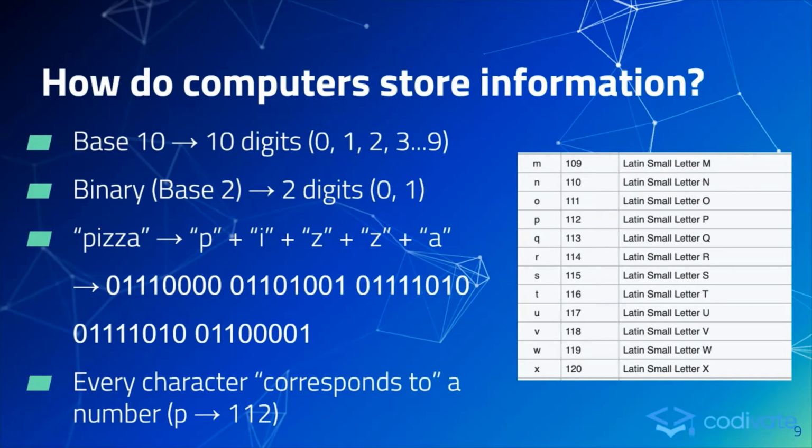Also, if you think about our base 10 number system, we have a lot of digits. 10 of them, in fact. 0, 1, 2, 3, 4, 5, all the way up to 9. But in binary, by the way, which means 2, we only have 2 digits, 0 and 1. The language of computers is ultimately binary.